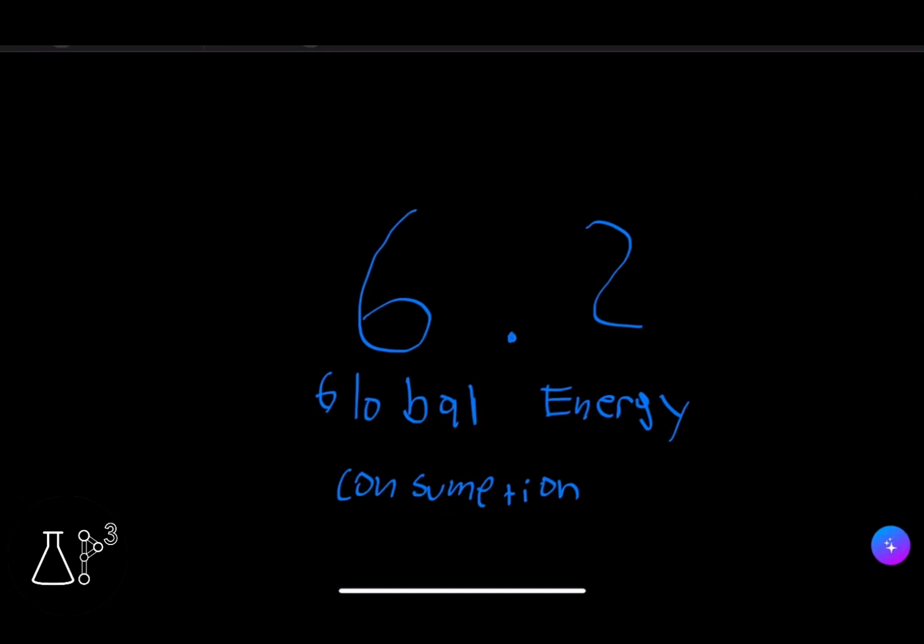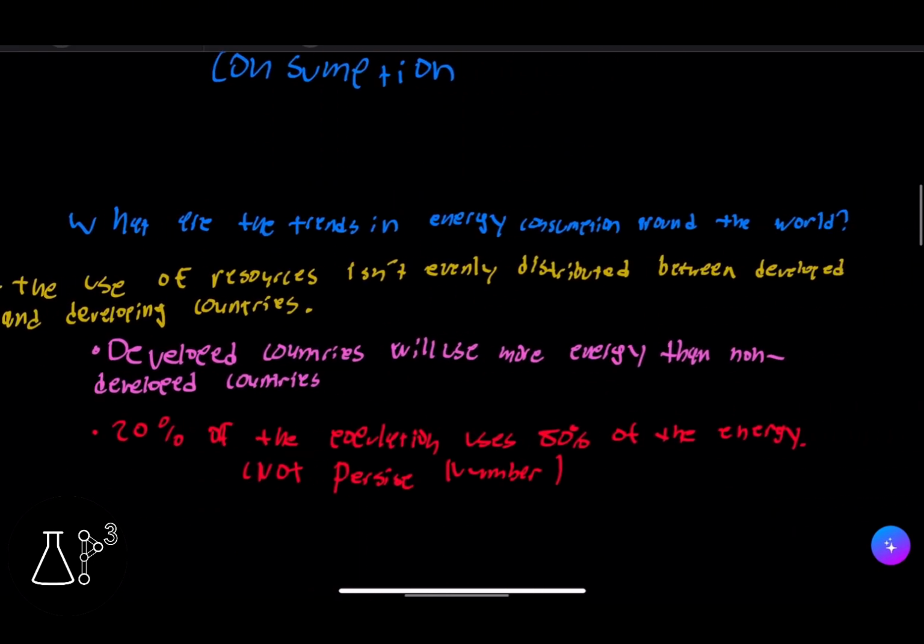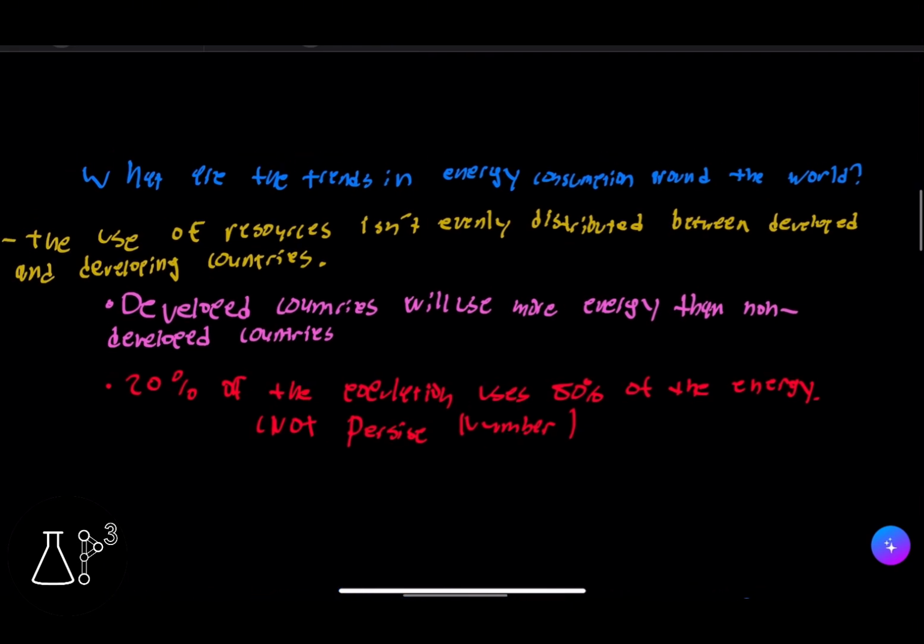In today's video, we'll be going over AP Environmental Science, topic 6.2, Global Energy Consumption. So what are the trends in energy consumption around the world? The use of resources isn't evenly distributed between developed and developing countries. Developed countries will use more energy than non-developed countries, and this is really important. 20% of the population uses 80% of energy. And this is not a precise number, it's kind of like an estimation.